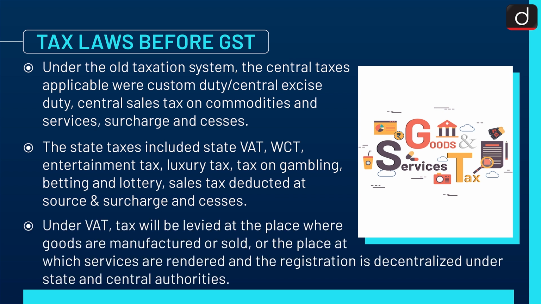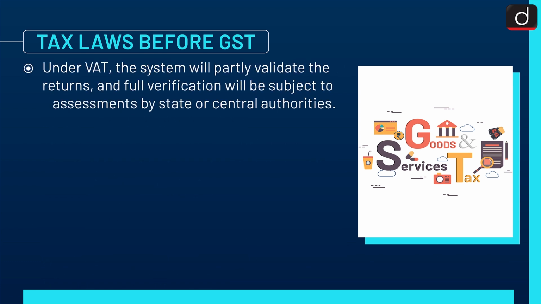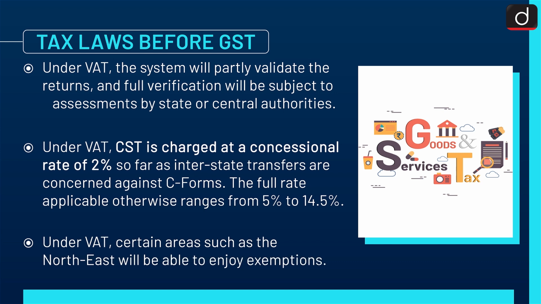Under VAT, tax will be levied at the place where goods are manufactured or sold, or the place at which services are rendered, and registration is decentralized under state and central authorities. Under VAT, the system will partly validate the returns, and full verification will be subject to assessments by state or central authorities. CST is charged at a concessional rate of 2% so far as interstate transfers are concerned against C forms. The full rate applicable otherwise ranges from 5% to 14.5%. Certain areas such as the Northeast will be able to enjoy exemptions.